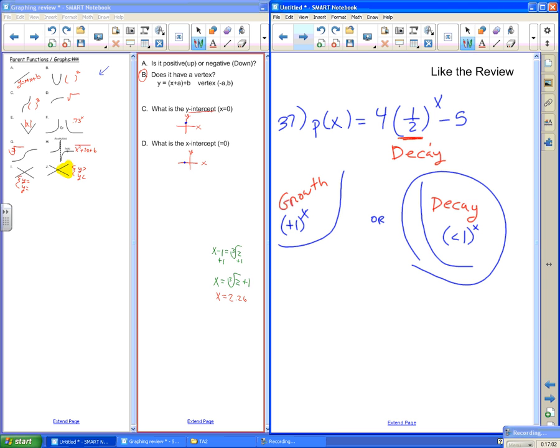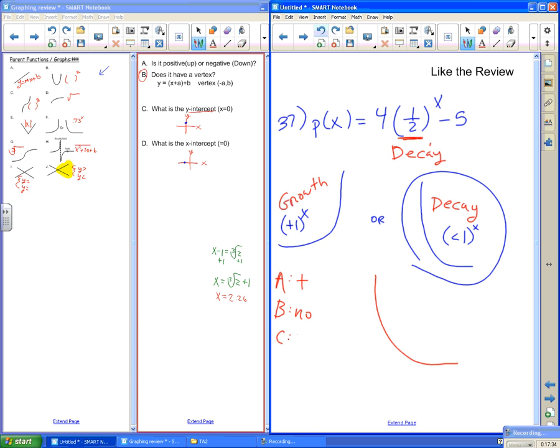So there's our first hint. Then I can ask myself, is it positive or negative? So A, if I look up here, it's a positive. So it is a positive. That means if this is my graph, then I'm not going to flip it. B, does it have a vertex? No, it doesn't.